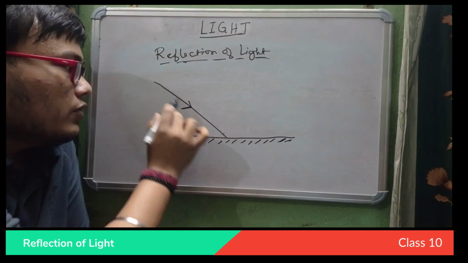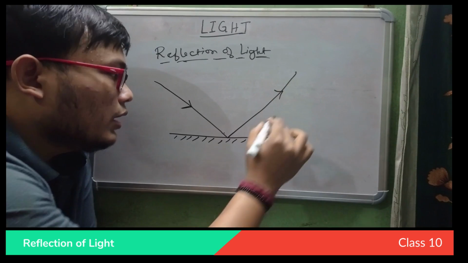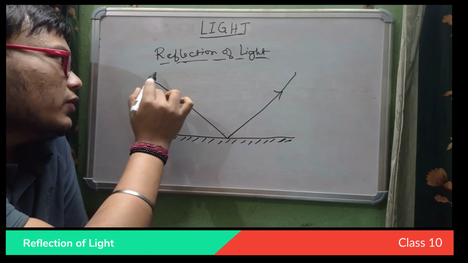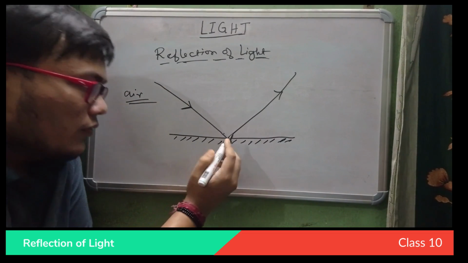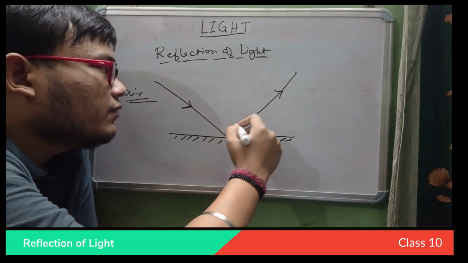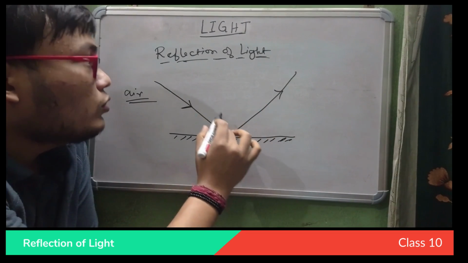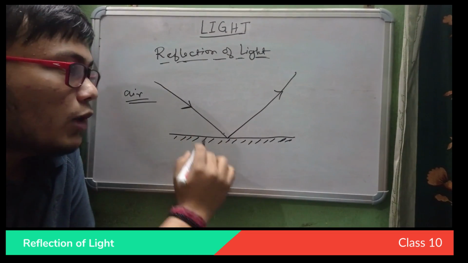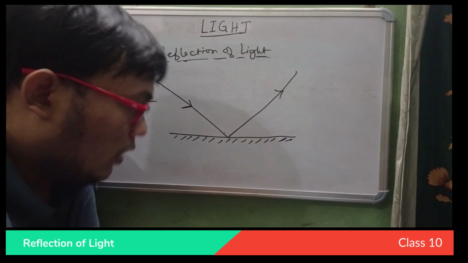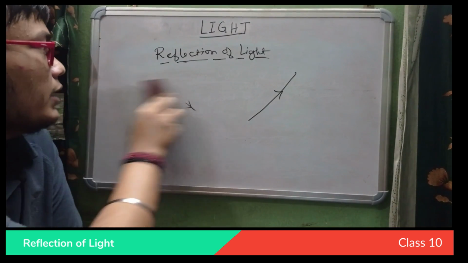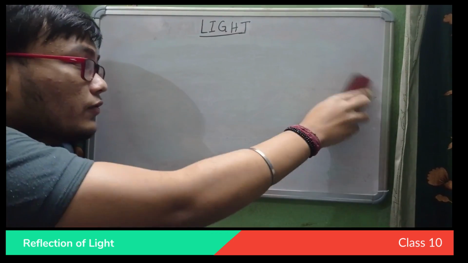So a light ray which falls on this polished surface gets reflected back into the same medium. Let's say it was coming through air and it falls on this opaque surface and gets reflected back into the same medium. This phenomenon is known as reflection of light. Light rays bounce off from the opaque surface. So now we'll come to the next part, which is the laws of reflection.